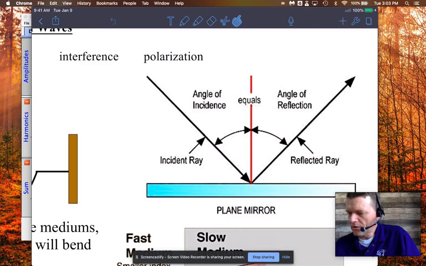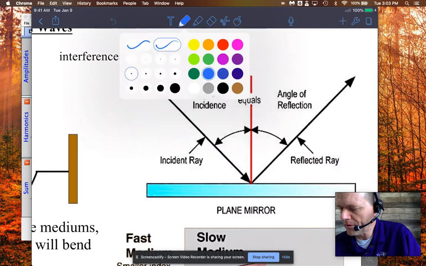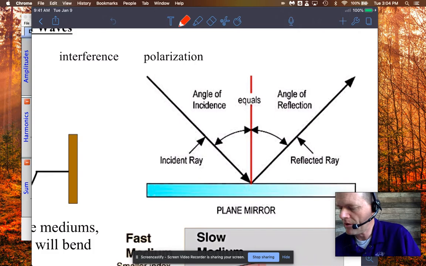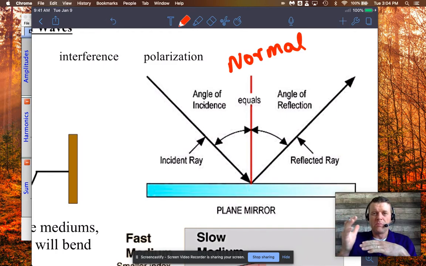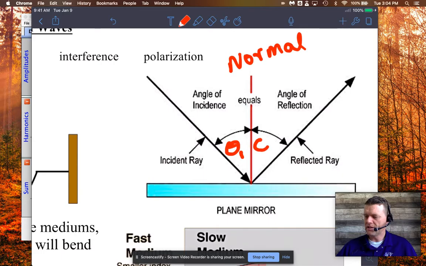Now, these angles, we don't do any math with this yet, but in Physics 30 we will. This is called the normal. And you might recognize that from some of your math classes. A normal is a perpendicular reference to the surface. When we look at the angle of incidence, that would be like theta 1 here. That would be exactly the same over here. So theta 1 is equal to theta 1.